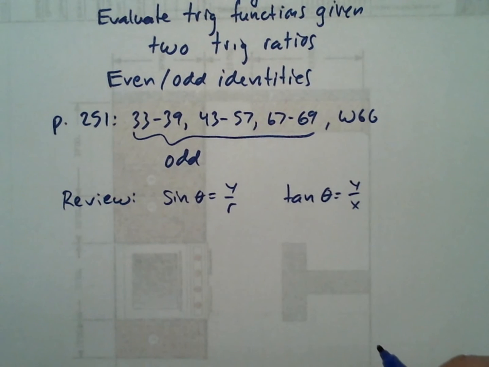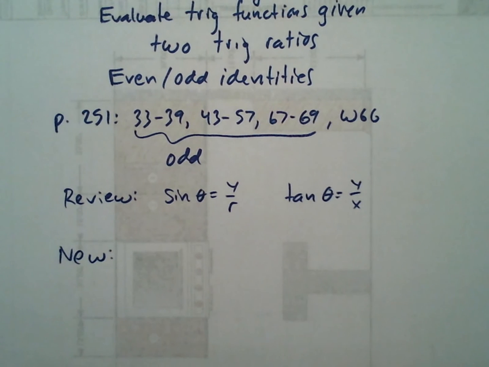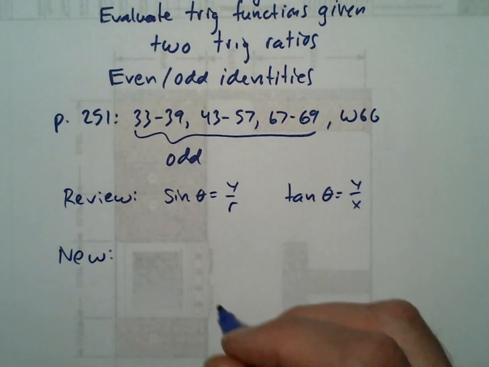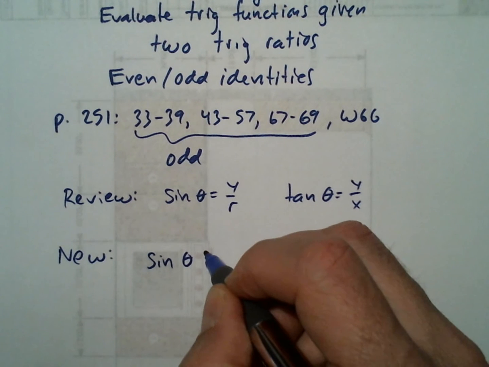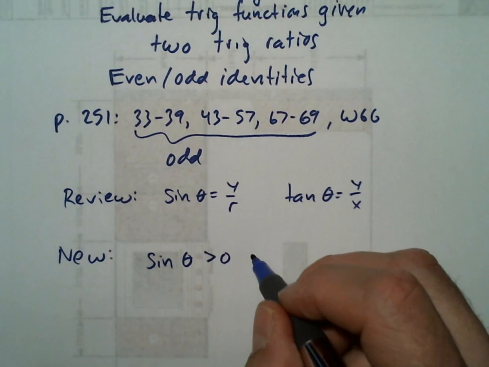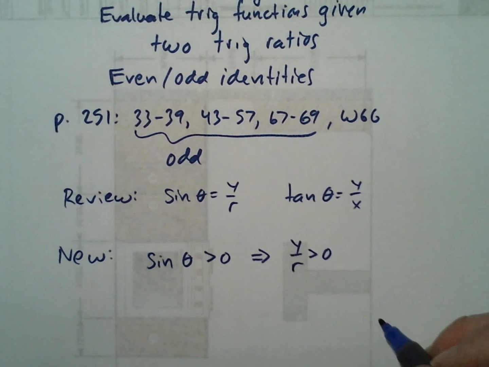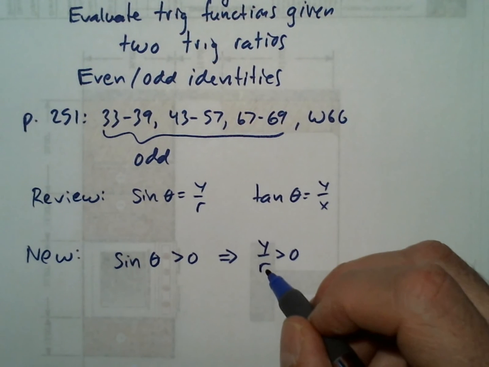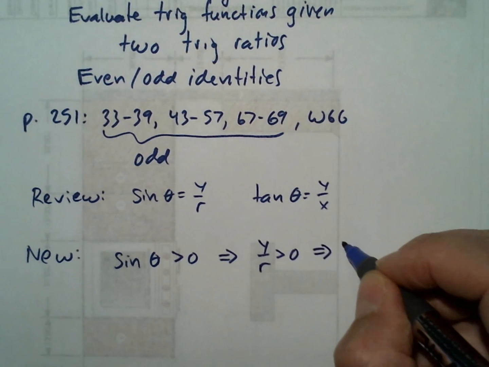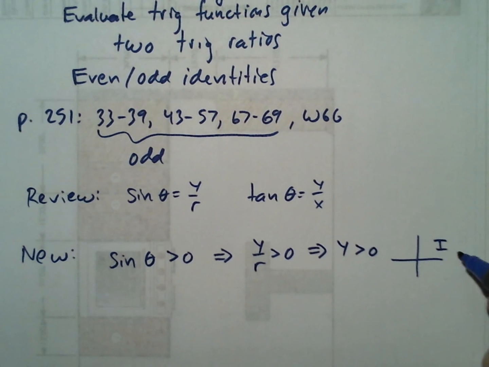So we know that from the last lesson. And then, how are we going to use this? One way we're going to use this is if we know that the sine is positive, then that means that y over r is positive. But we know that r is always positive. So that means that y is positive. And it tells us that we could have an angle in quadrant 1 or quadrant 2.